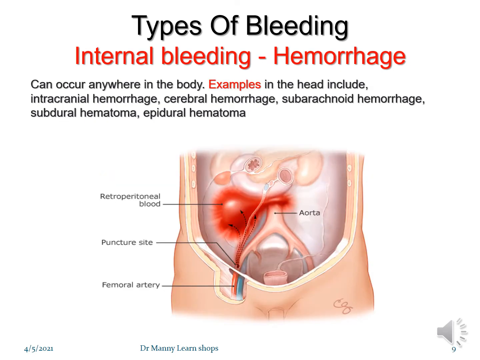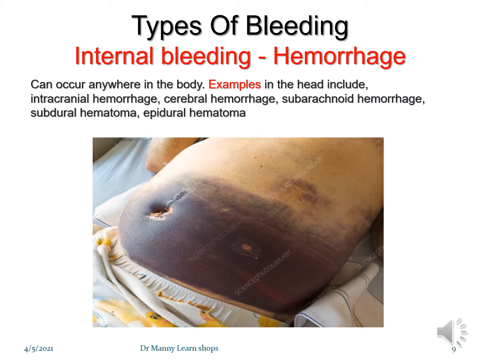Then you've got internal bleeding, and this could occur anywhere in the body. For example, if it occurs in the head, you can have an intracranial hemorrhage, a cerebral hemorrhage, a subarachnoid hemorrhage, a subdural hematoma, an epidural hematoma. It can occur anywhere though. It can occur in the thorax, the chest. It can occur in the abdomen. It can occur in the pelvis. Internal bleeding.